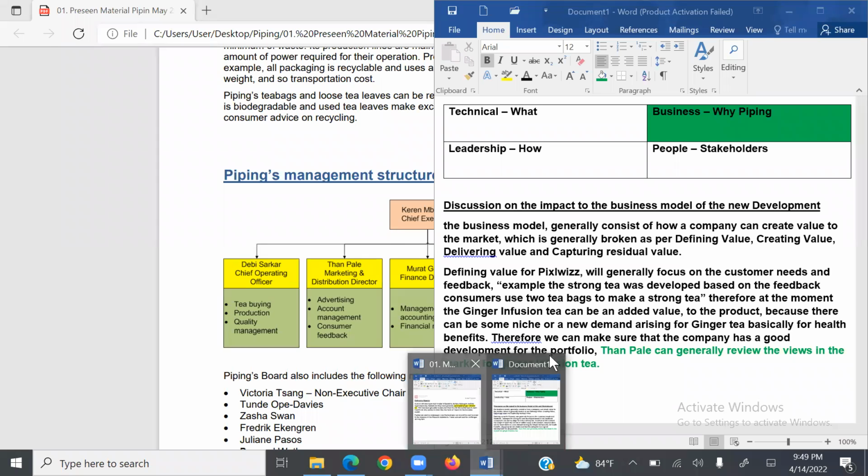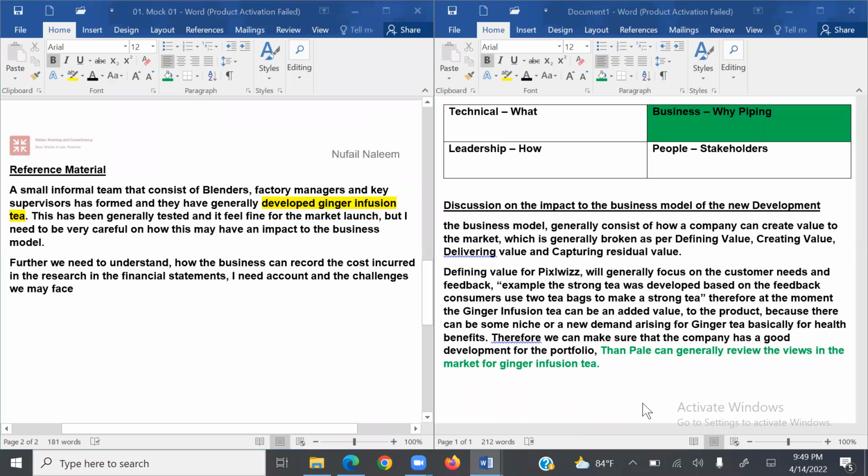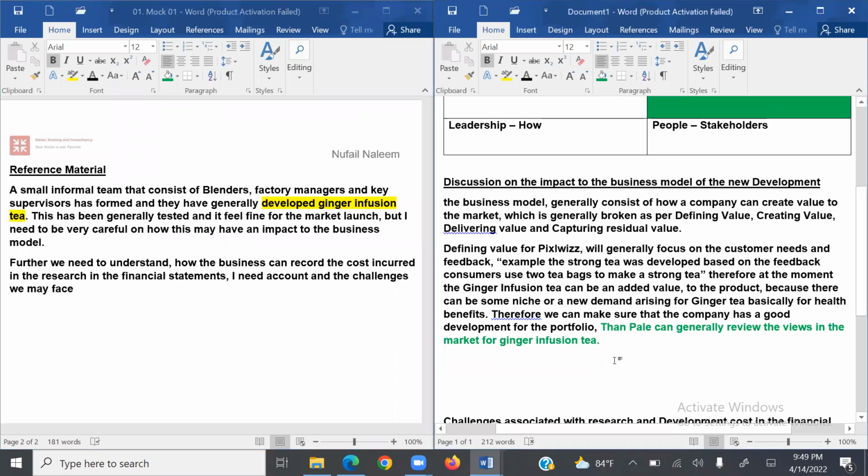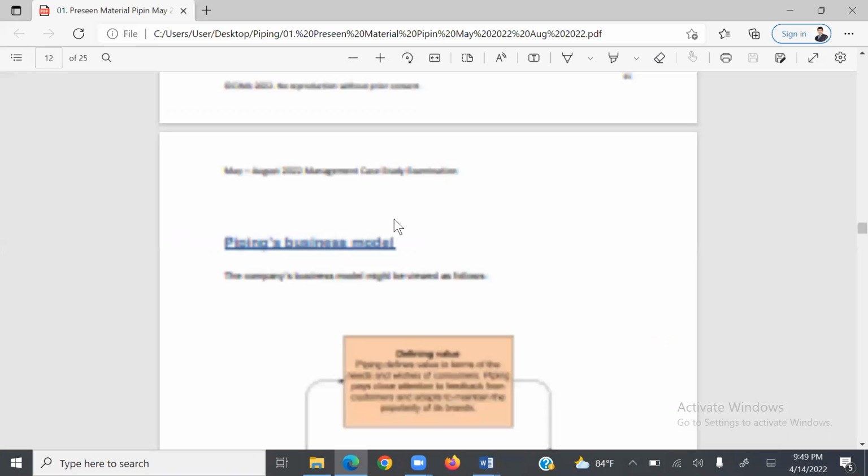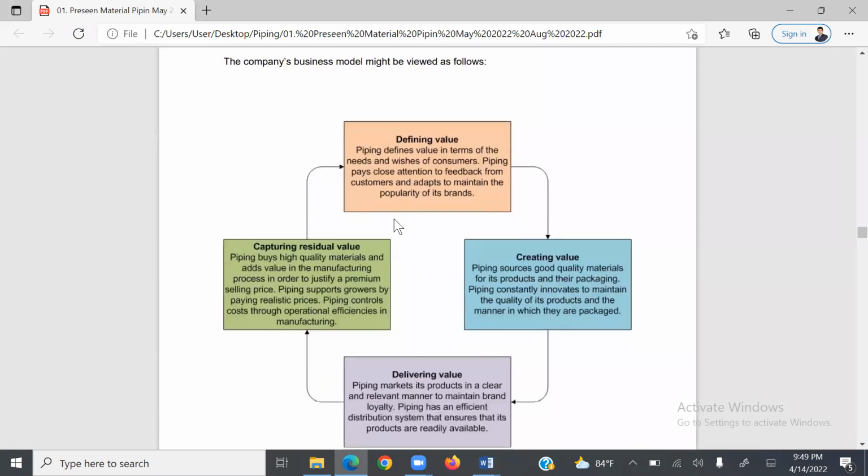So the next thing I want to say is, after defining value, the second point is going to be creating value. So students, creating value, again, I'll just take you to the business model. Observe it. Creating value is, how are you going to do the production? You need to have a vision, and that vision should become a reality. You need to create it.